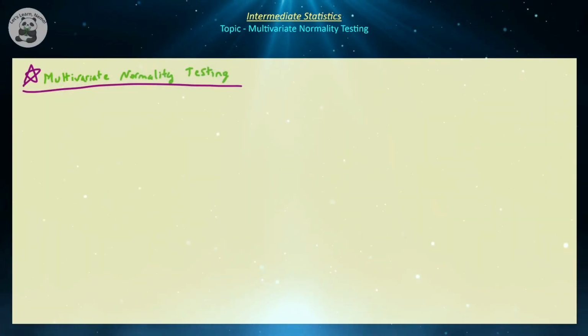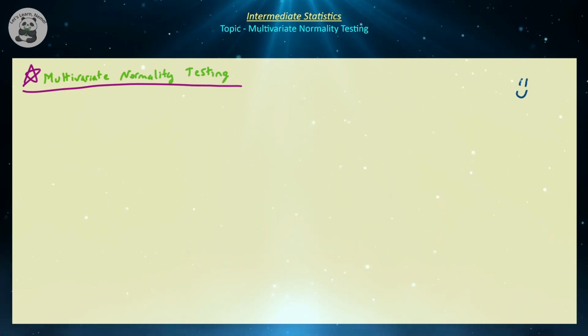Today we're going to be continuing our exploration of multivariate statistical analysis and describe a couple of ways on how you can assess the multivariate normality of your sample in the case where you don't actually know if your sample does come from a multivariate normal distribution.